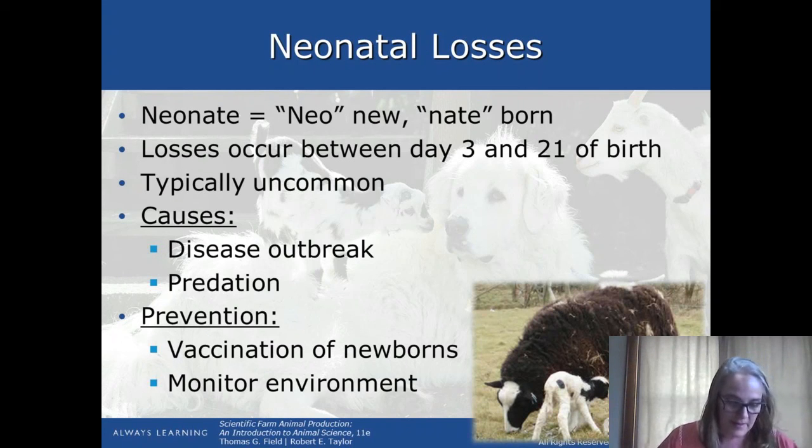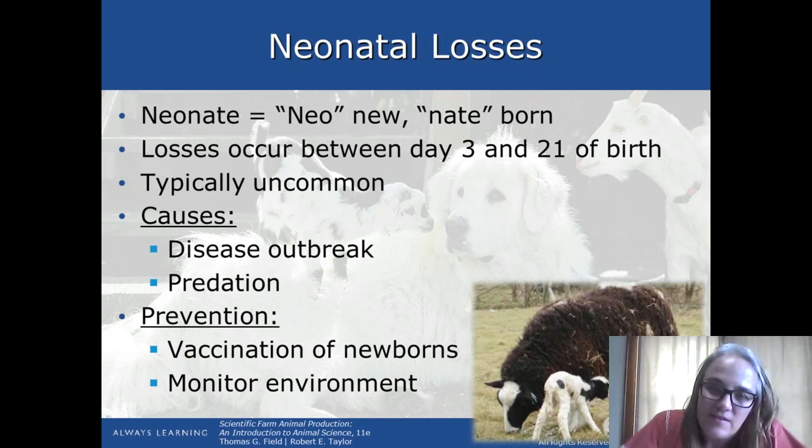Last category we want to talk about today is what's called neonatal losses. Neo means new and nate means born, so that tells you that we're looking at the losses we see in animals between 3 and 21 days. They are not near as common as the other losses and reproductive problems we've talked about. If they do happen, they're usually linked to either a disease outbreak or predators.